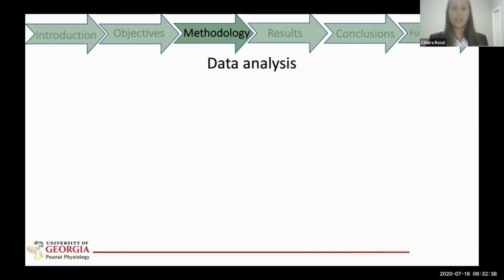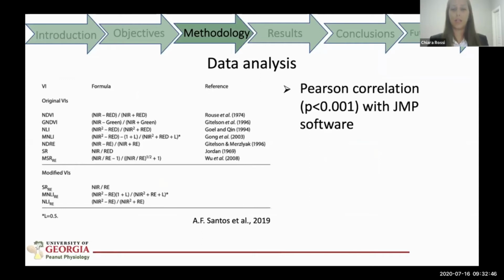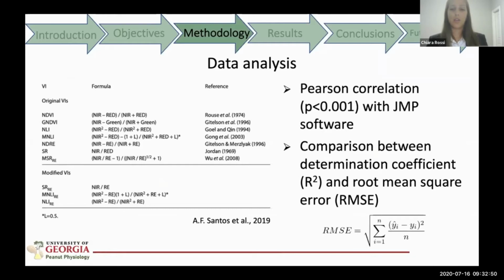So all the vegetation indices were calculated with different formulas that are shown in this slide. And all the data were analyzed using Pearson correlation with JMP software. And regression lines were created in order to compare the determination coefficient and the root mean square error in order to identify the vegetation index that best correlate with the physiological parameter.